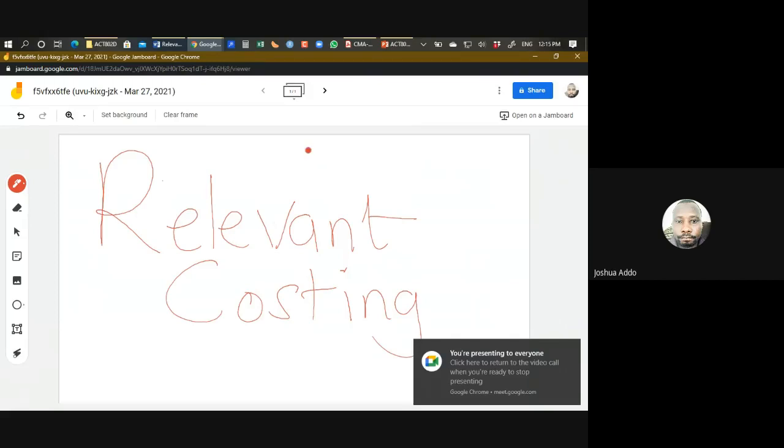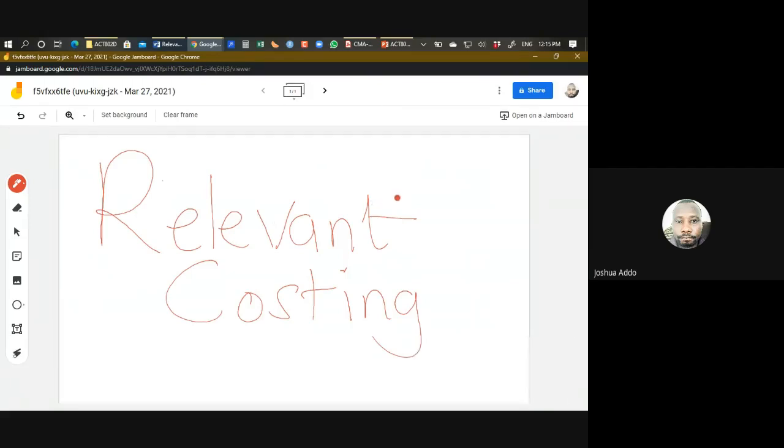So relevant costing, that's what it is. Let me just give the overview. I've just talked about the fact that we do a lot of decision making in business, and for every decision that we have to make, we should have the tools to guide us to know that this issue is relevant to this decision. This issue is not relevant, so that we can get decision making right. That's what we're going to do. And most particularly, we are going to concern ourselves with relevant costs.